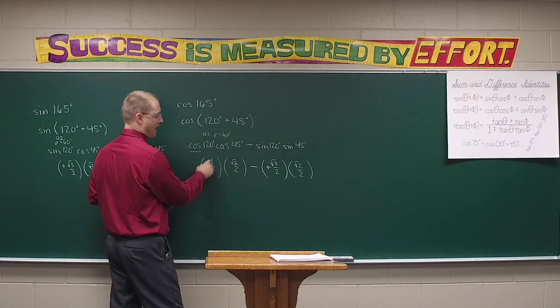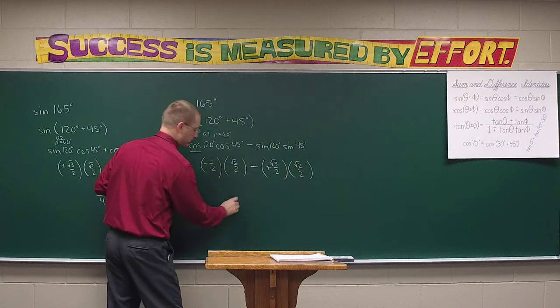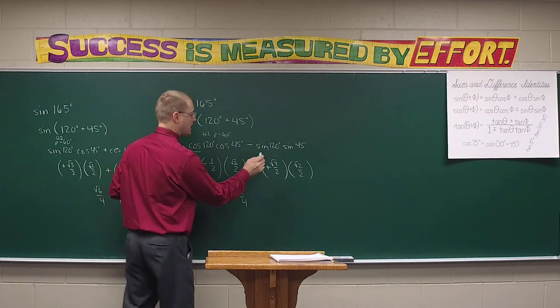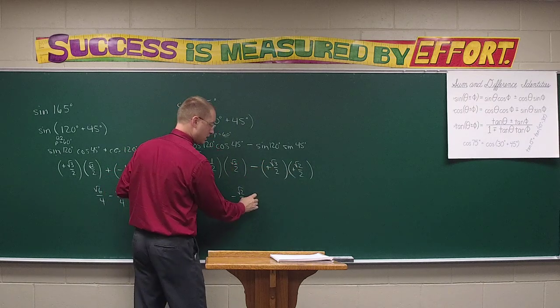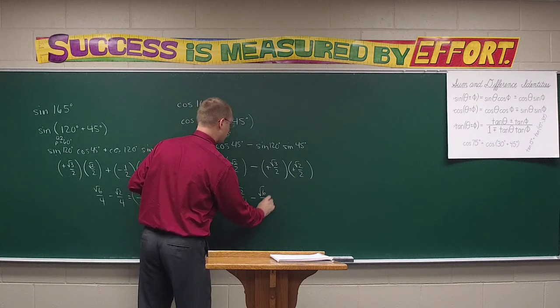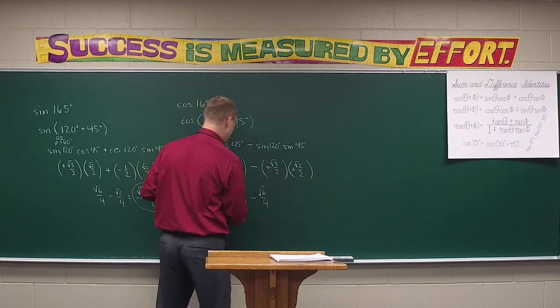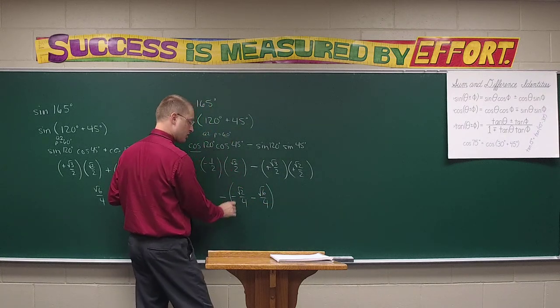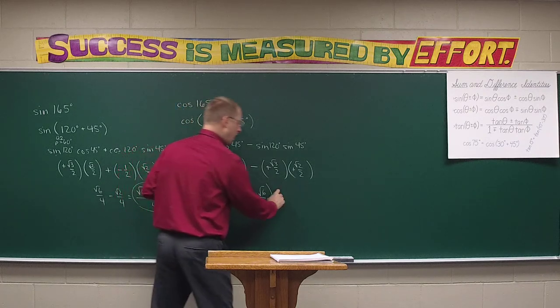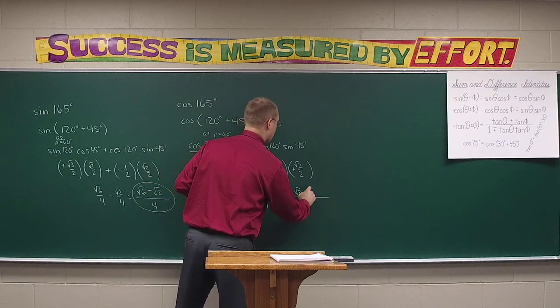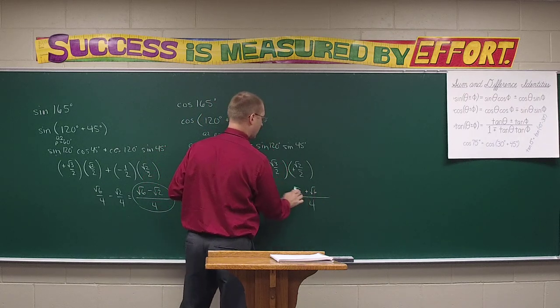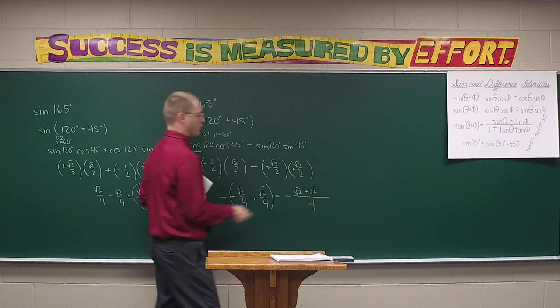Negative 1/2 times positive square root of 2 over 2, negative square root of 2 over 4. Here I've got negative, positive, positive. That's one negative, so my answer here is negative square root of 6 over 4. And if you wanted to, you could factor out a negative first to make them both positives. That would give you negative out in front, because it's been factored out, square root of 2 plus square root of 6, all over 4. That's a horrible looking 2. And there's my answer.